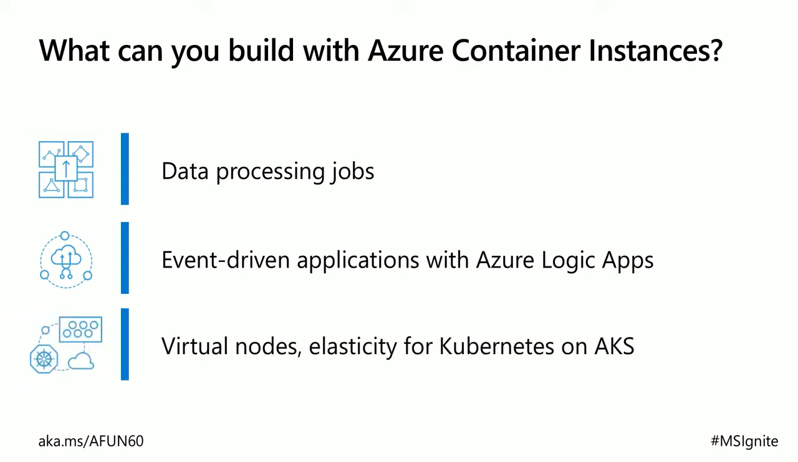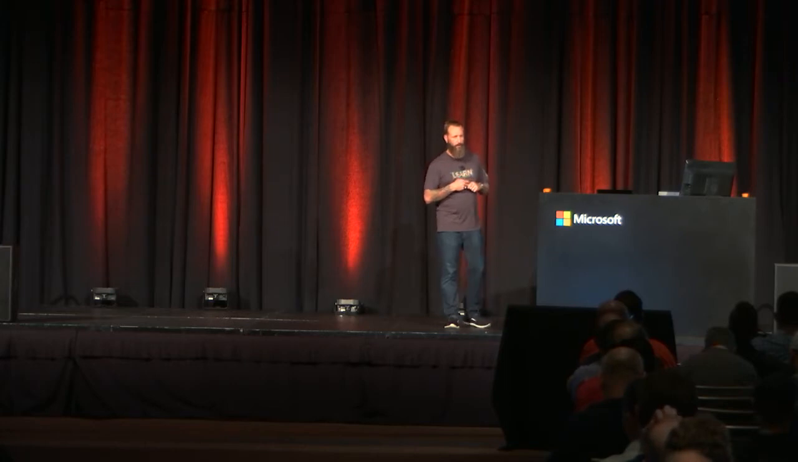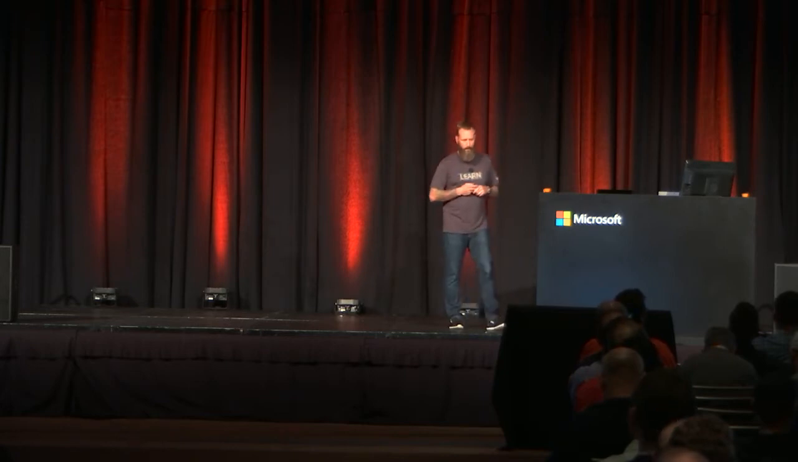And then another reason that we can possibly use this is virtual nodes, elasticity for your Kubernetes and AKS, and we'll get to that later. It provides a fast, isolated compute to handle spikes without managing servers. So through the use of the virtual kubelet, your AKS cluster is enabled and can scale with these ACI nodes. So that's another way we can do it.